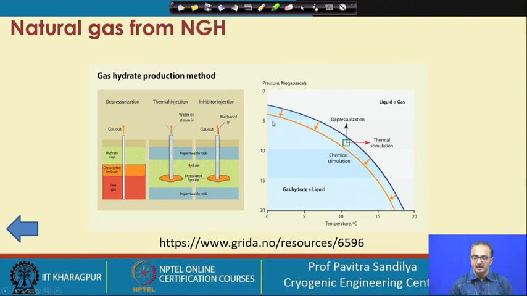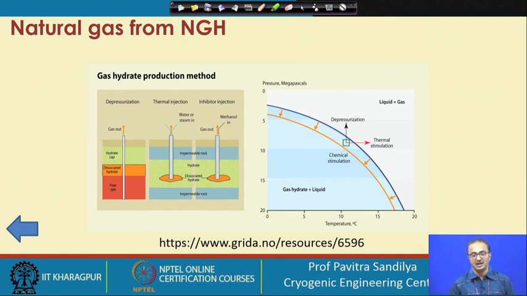First, we see this blue curve, which determines the actual phase diagram. In this phase diagram, on the y-axis we have the pressure, and on the x-axis we have the temperature. This blue curve shows that below the blue curve we have the presence of the gas hydrates, whereas above the blue curve we do not have any gas hydrates. So, suppose we start with this particular point. Here we have the gas hydrate.